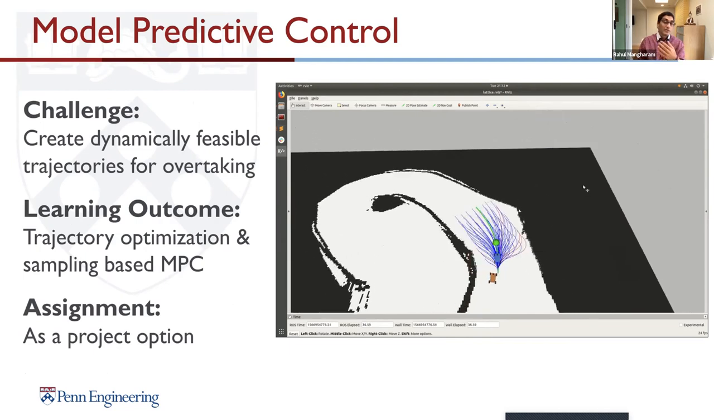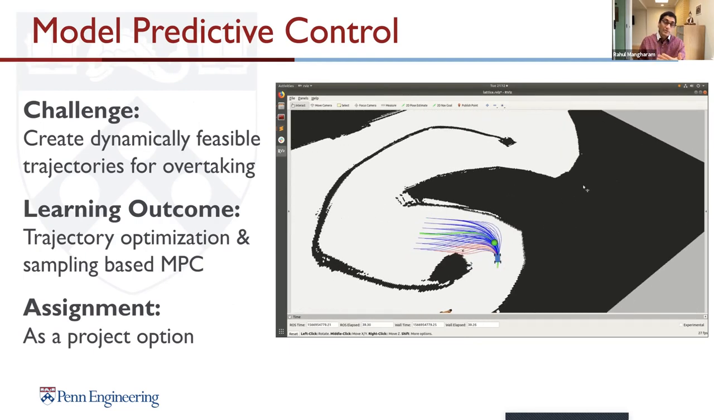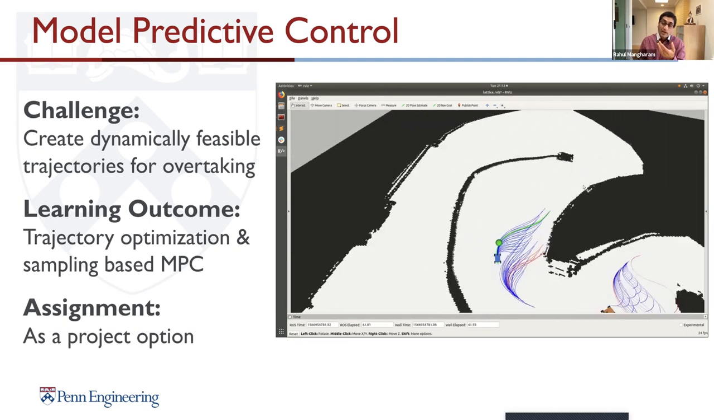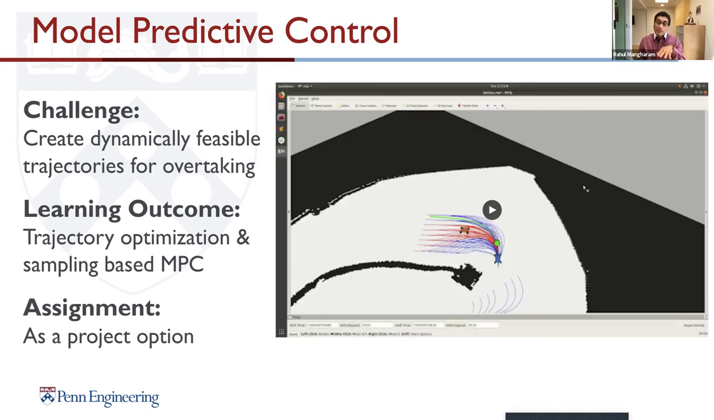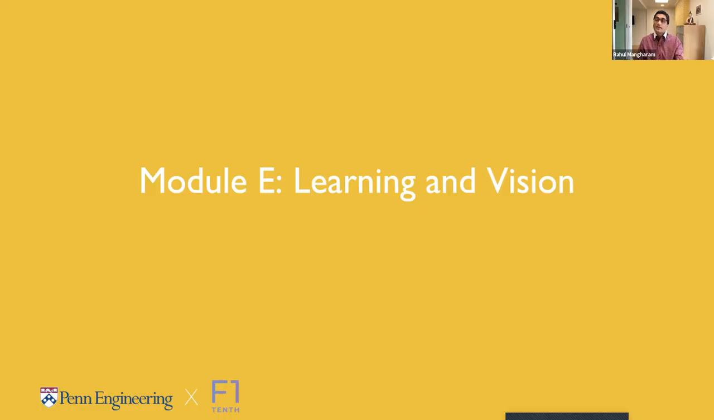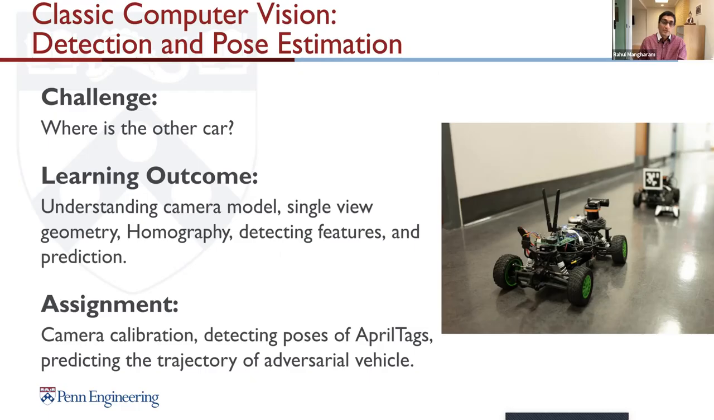As advanced topics, we cover model predictive control and how you do trajectory optimization, and how you use sampling-based MPC to figure out what are the feasible trajectories and what are the best trajectories to just navigate and then to also overtake. And then again, as advanced topics in the latter part of the course, we look at classic computer vision, all the way from basics of understanding the camera model, single view geometry, homography, to detecting features, and then to predicting. And so this is like doing camera calibration, detecting the poses using AprilTags, and predicting the trajectory of the vehicle in front of you.